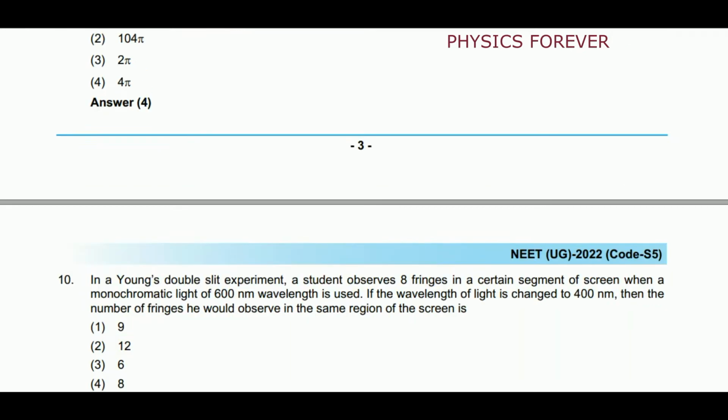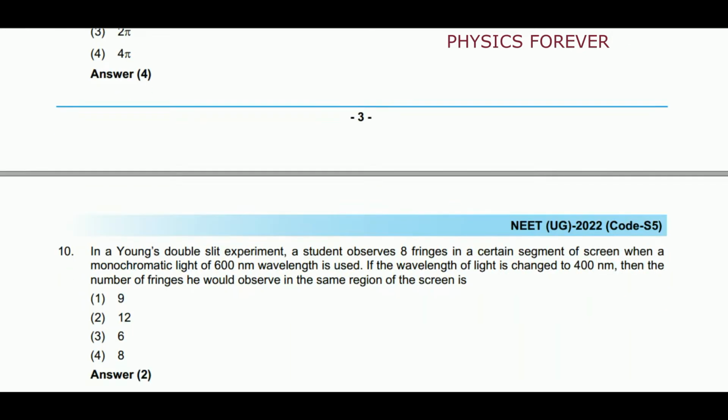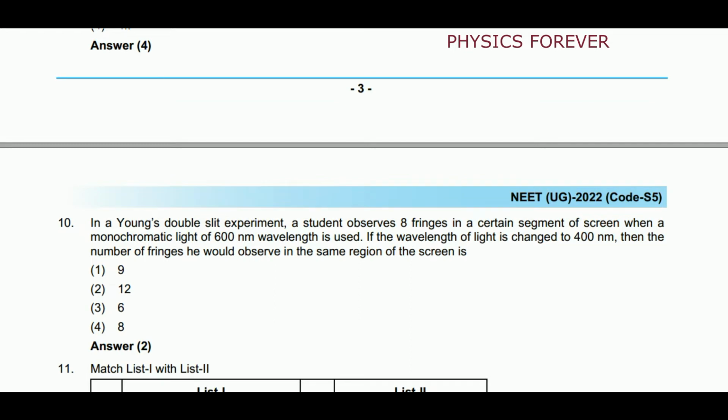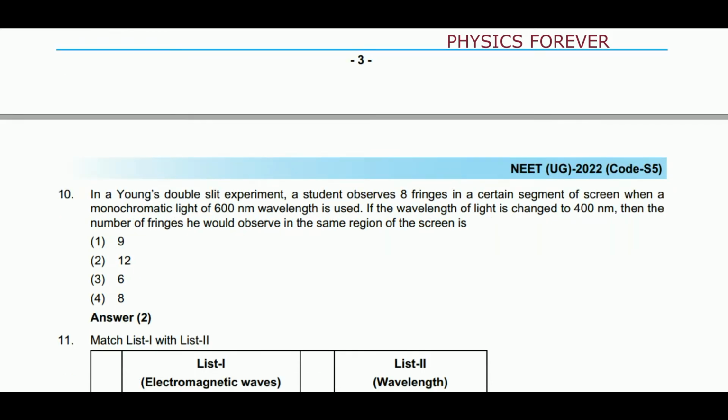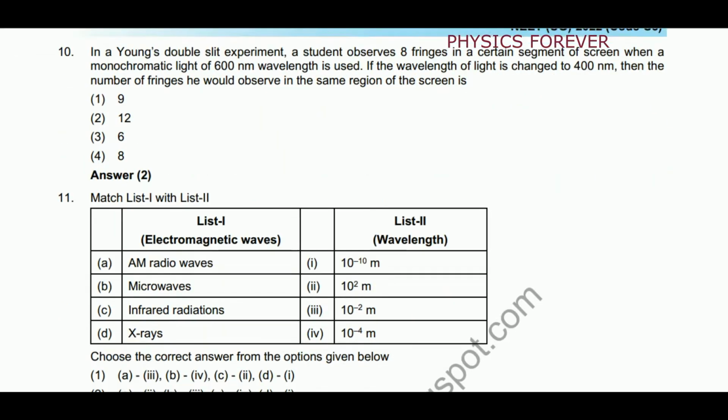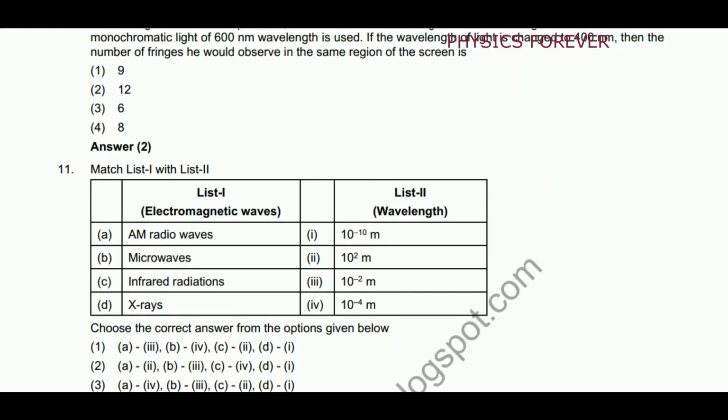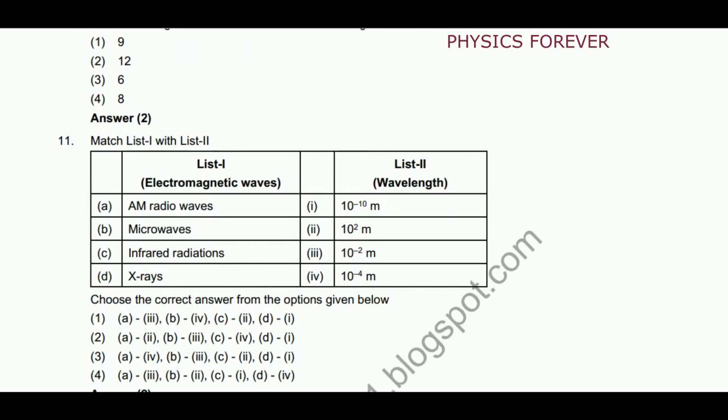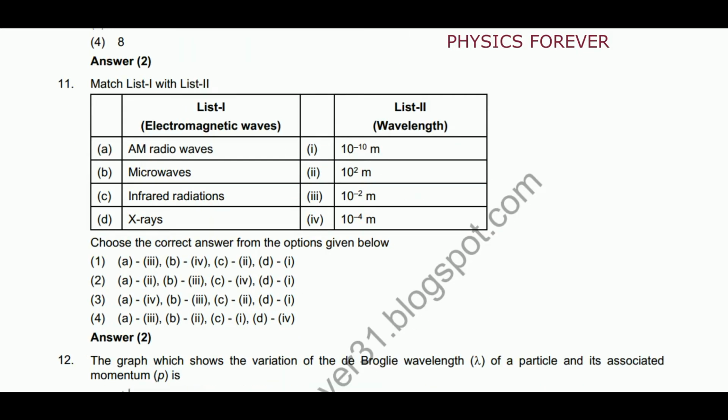Okay, so 10th, in Young's double slit experiment, a student observed 8 fringes in a certain segment of the screen when a monochromatic light of 600 nanometer wavelength is used. If the wavelength of light is changed to 400 nanometer, then the number of fringes observed on the screen, answer is 12. Then 11, match the following electromagnetic radiation versus wavelength. Okay, the correct answer is 2.